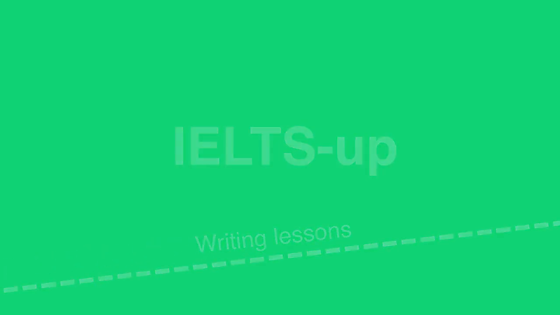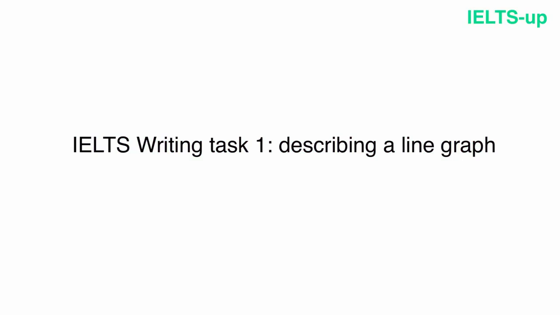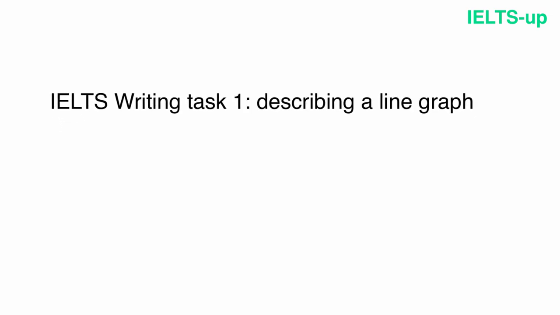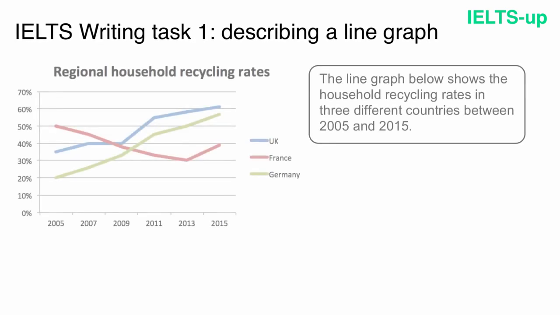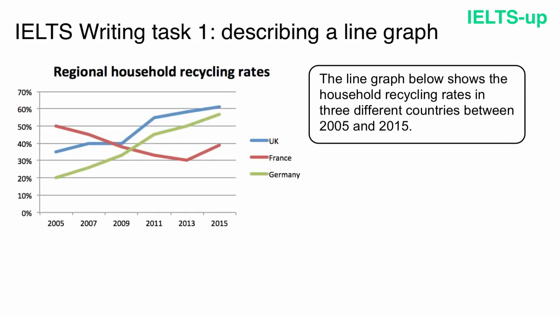Hello, it's IELTS writing tutorial, and in this lesson we are going to learn how to answer IELTS Academic Writing Task 1, namely how to describe a line graph. I'll give you all the essential information to give a Band 9 answer. So let's take a look at the given line graph.